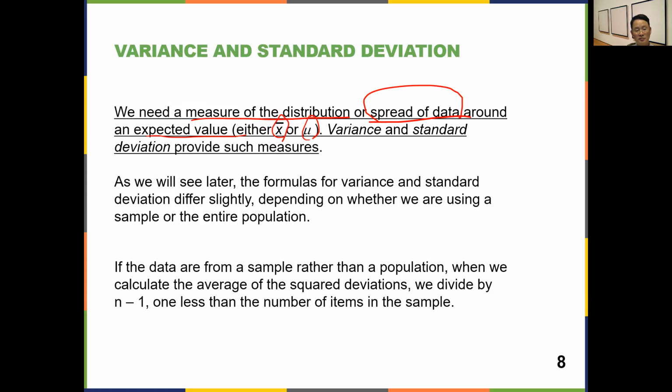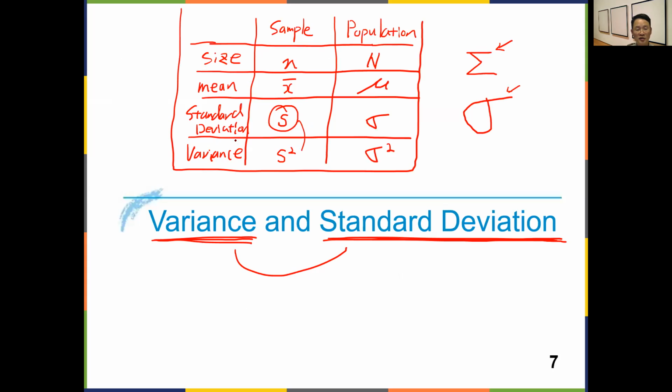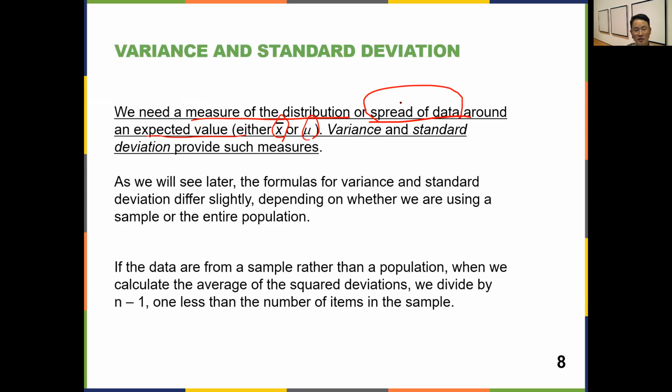We know x bar, right? We just checked it right here. X bar is the mean. We know mu. Mu is the population mean. So why would they say spread around the expected value? Does that mean the expected value is the same thing as the mean? You guessed it right. They are the same thing.